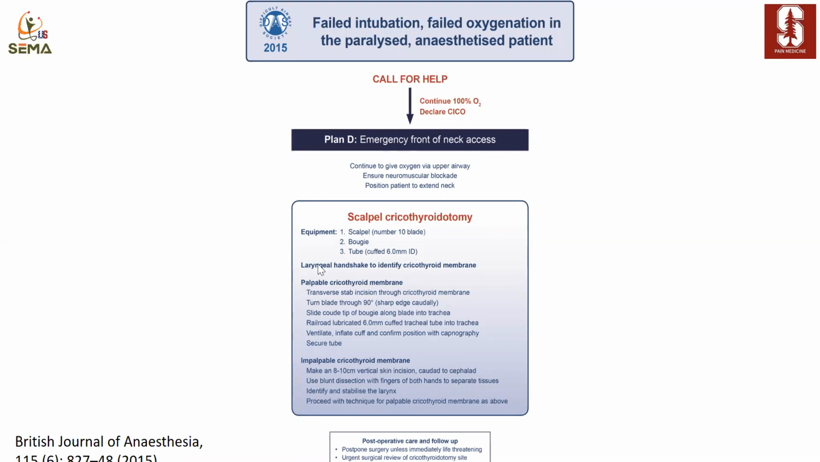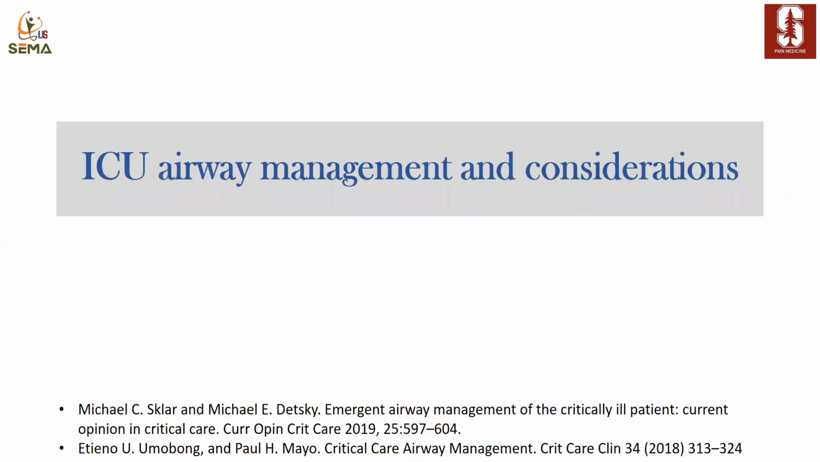And here it takes you through the steps: how you put the blade, how you rotate it, how to dilate. And if you cannot palpate the cricothyroid membrane, you can make an 8 to 10 centimeter vertical skin incision, caudal to cephalad, and you basically go blindly. Here you're talking about seconds you need to save the patient.